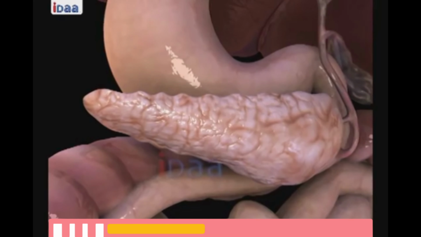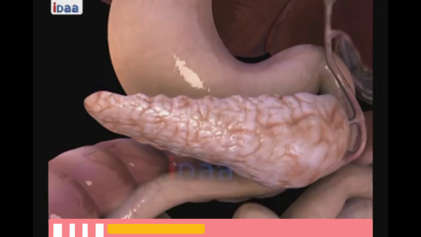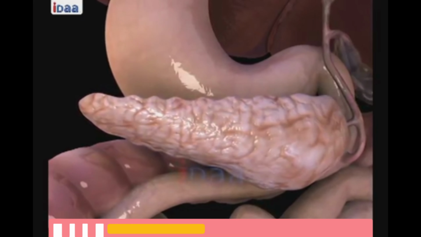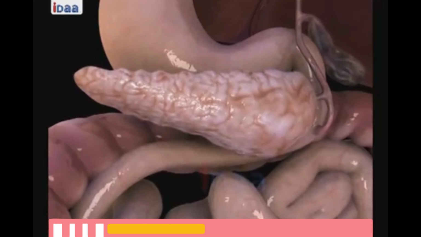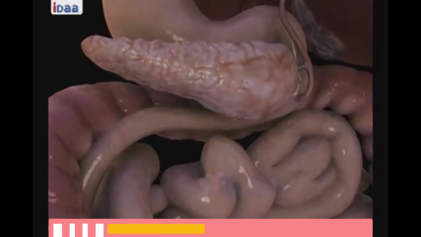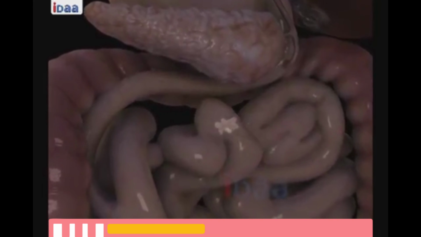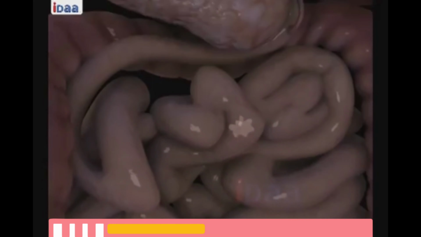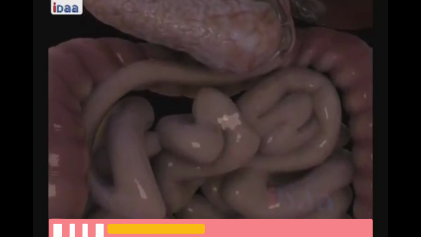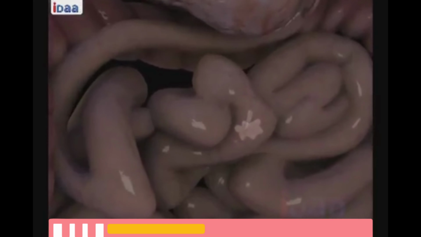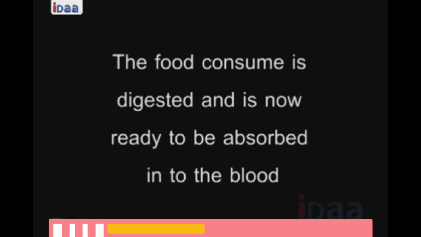After this is completed, the partially digested food reaches the lower part of the small intestine, where intestinal juices act upon the food and complete digestion of any remaining components in food. The carbohydrates in the food break down into sugars like glucose, fats into fatty acids and glycerol, and proteins into amino acids. The food consumed is digested and is now ready to be absorbed into the blood.